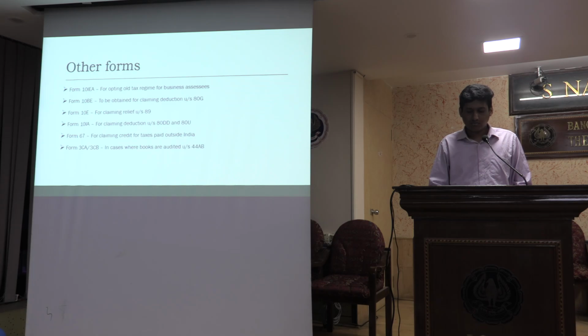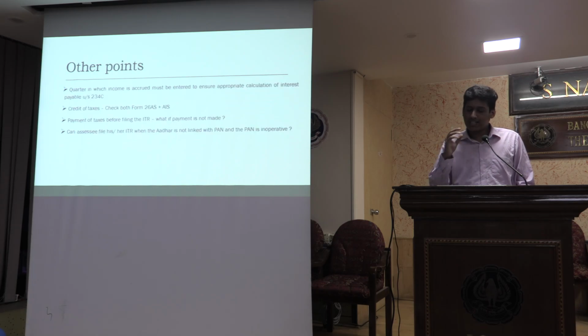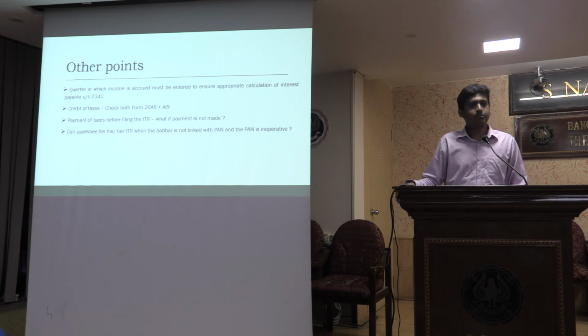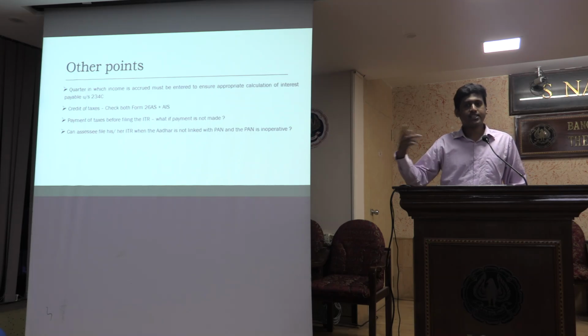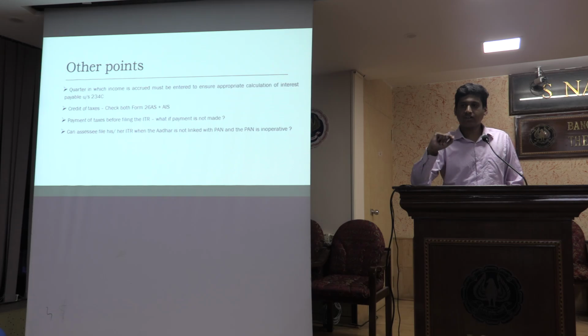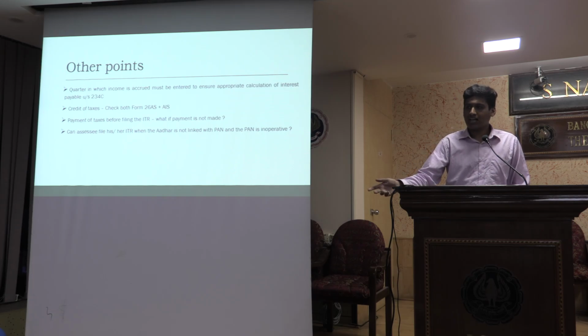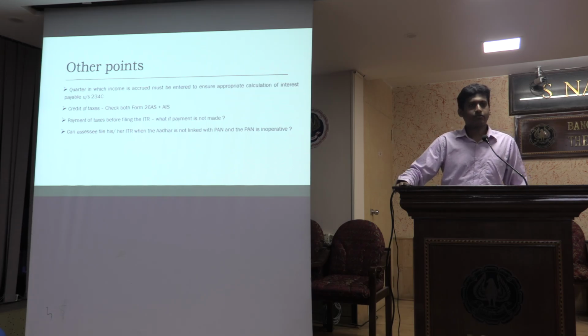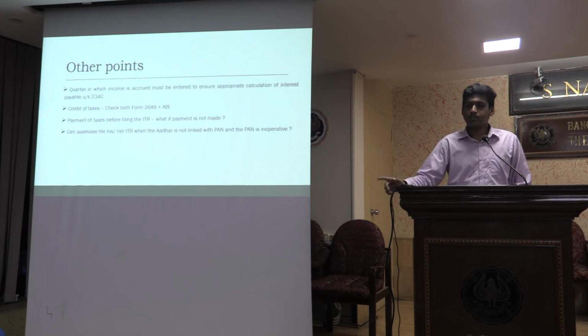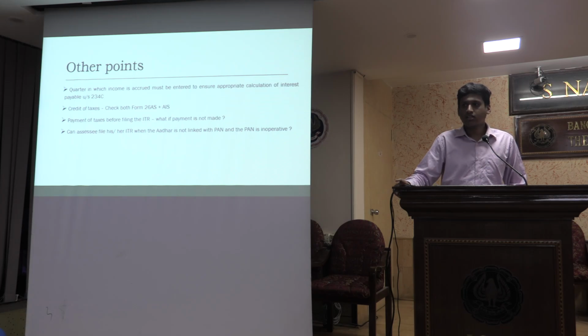Some other points we'll discuss quickly in 5-10 minutes. The quarter in which income is accrued is very much needed in order to calculate appropriate interest under 234C. Credit of taxes we need to check in both 26AS as well as AIS. Why? Because from last year or the last 2 years, credit of self-assessment tax and advance tax is not appearing in Form 26AS, so this has to be prefilled from AIS only.